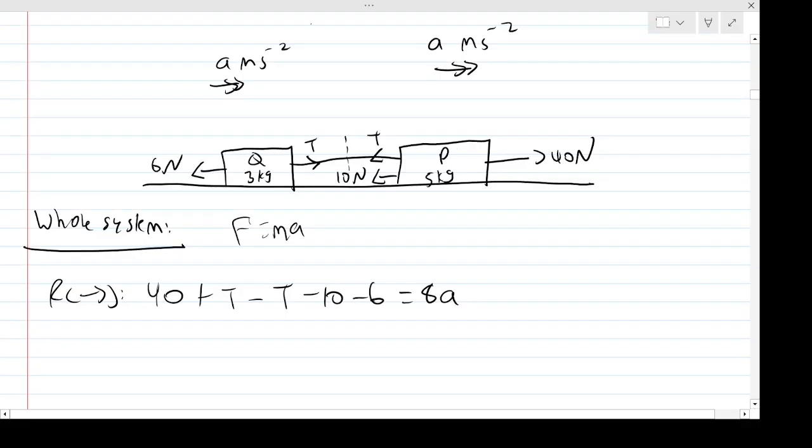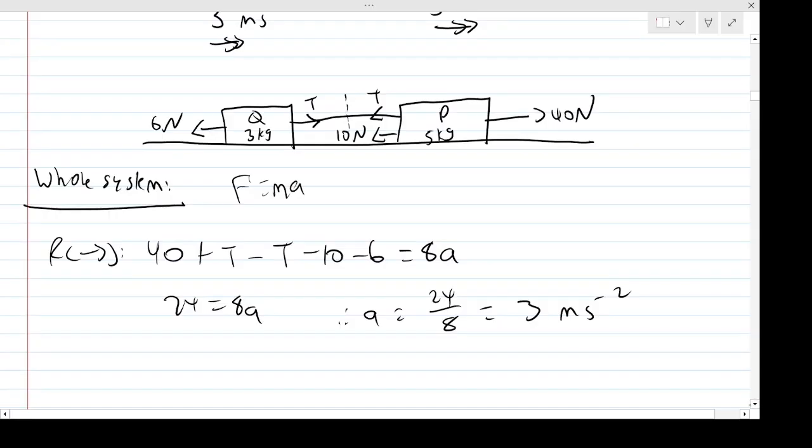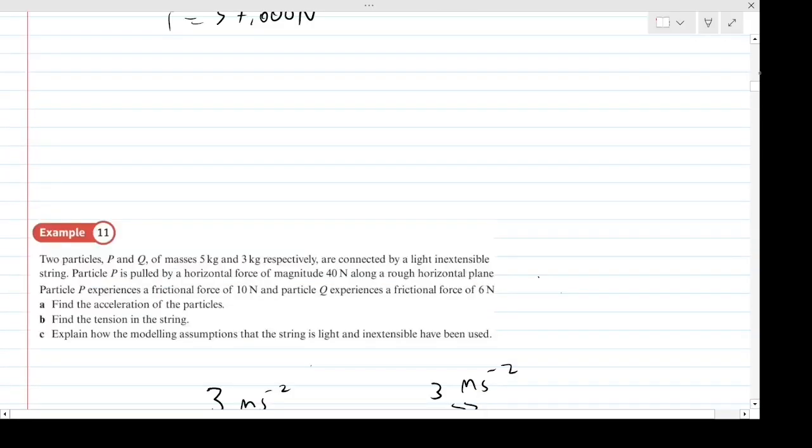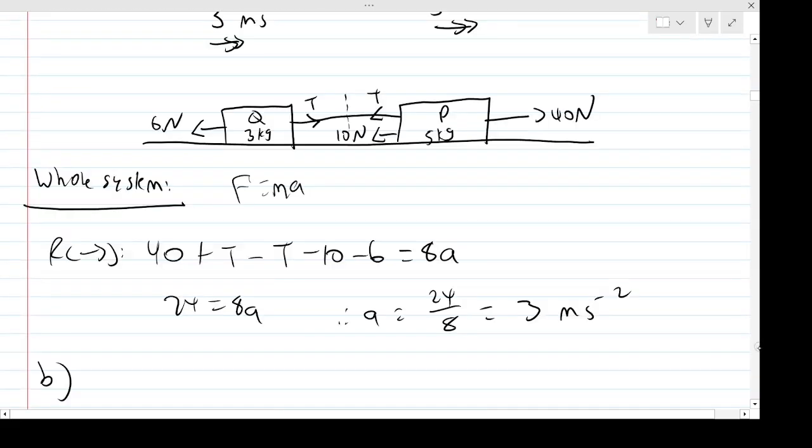So if we simplify this, 40 minus 10 minus 6 is 24. That equals 8A. Therefore, A is 24 over 8, which is 3. And there we are. So 3 for the acceleration of both. That's the acceleration. And then in part B, it wants to find the tension in the string.